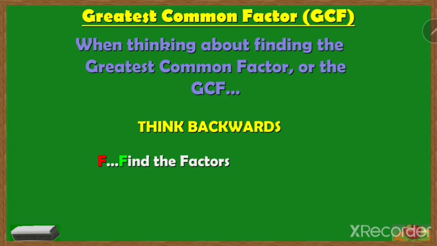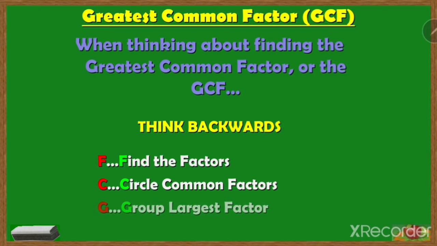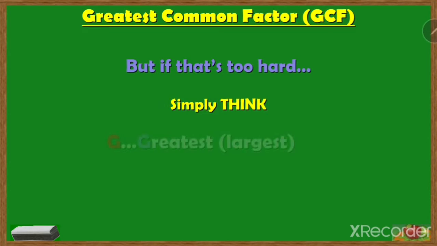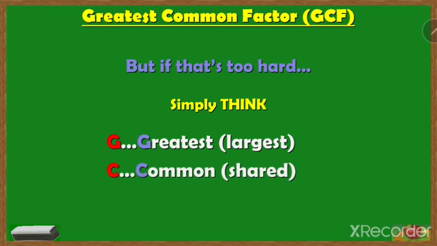So first, F, find the factors. C, you're going to circle the common factors. And in G, you group the largest factor, okay? You can have F, C, G. That is the invert, or the backwards, of G, C, F. Or if it's too hard for you, we can remember it simply: G for greatest, C for common, and F for factor. This is called GCF, greatest common factor.